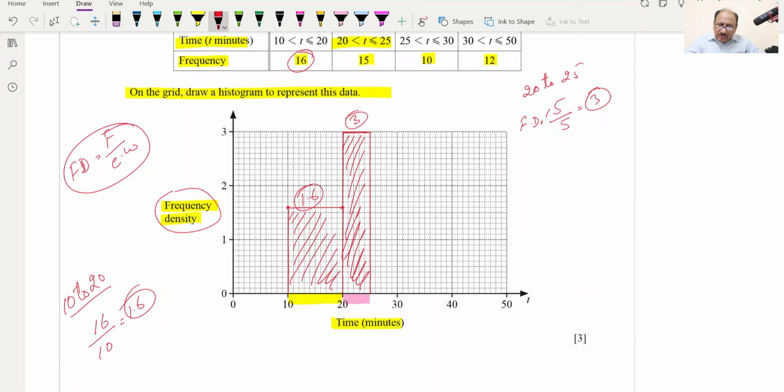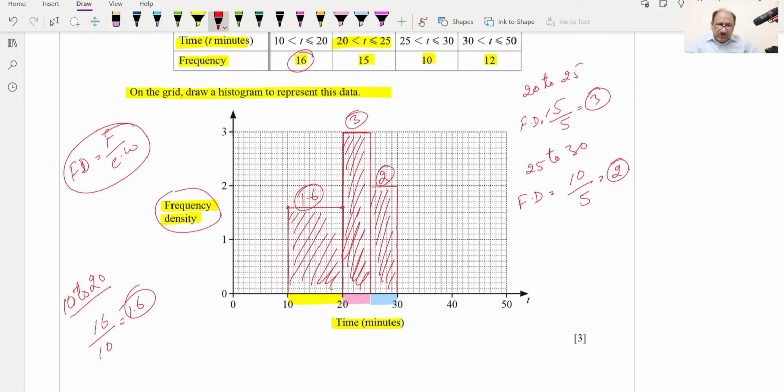Now the next bar is 25 to 30. 25 to 30 is this portion. So for 25 to 30 we can calculate the frequency density, which will be equal to, frequency is 10 and class width is 5, so this will be equal to 2. So we can take the height of the bar as 2. So height 2 will be up to this one. Hopefully you are understanding everything. So height is 2, and this will be the bar.